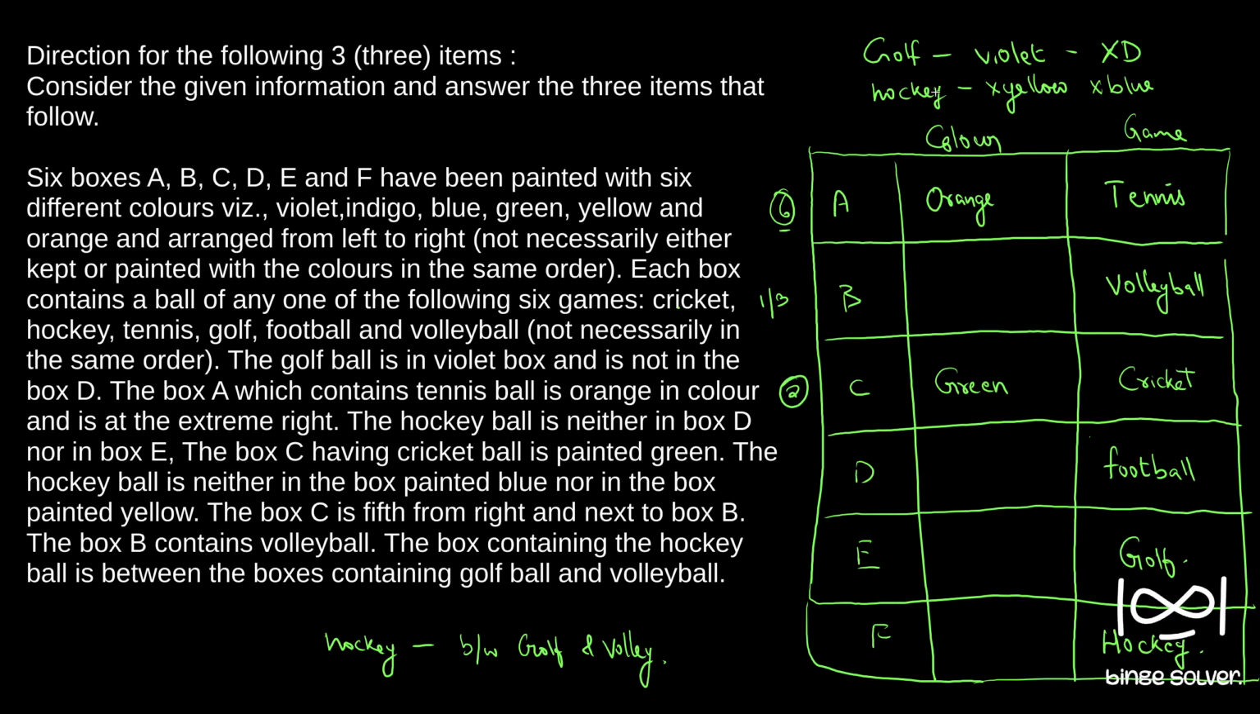Now it is given golf ball happens in violet box. So this is violet, and it is also given that the hockey ball is not in yellow and not in blue. So it cannot be yellow, it cannot be blue, it cannot be orange, it cannot be green, and it cannot be violet. The only option left is indigo. So we fill in that information.